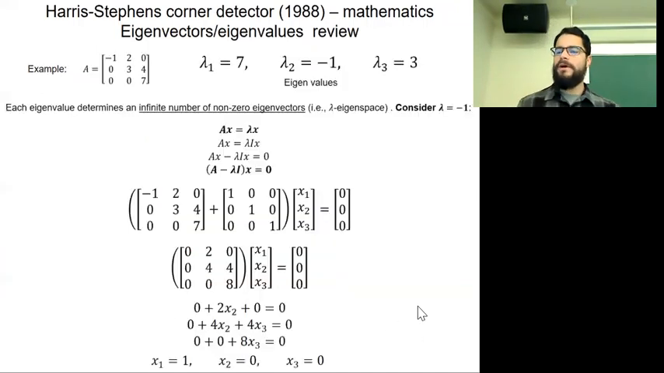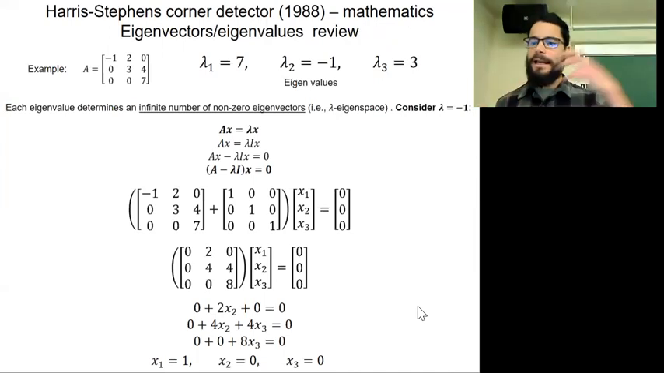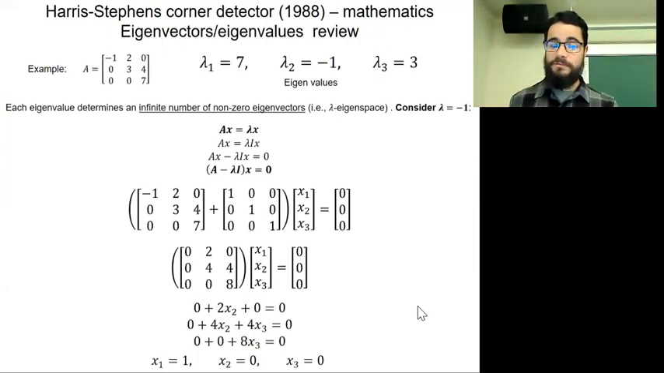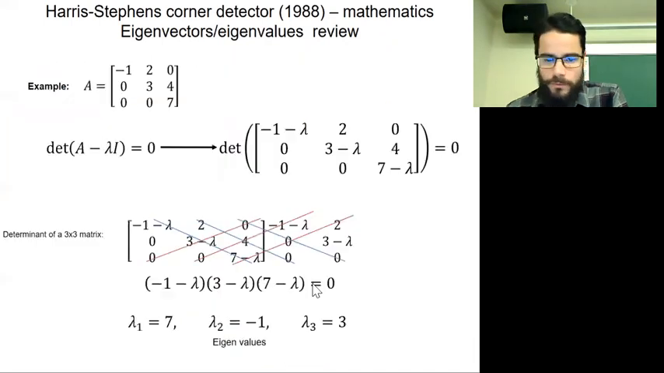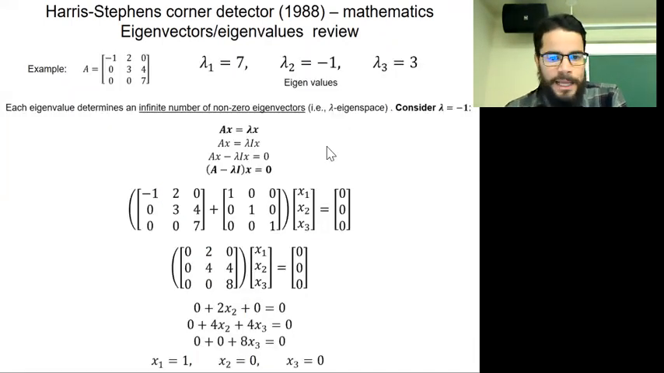So pick one eigenvalue, and as I said, there's going to be an eigenvector corresponding to it. In fact, an infinite amount of eigenvectors corresponding to it. Each eigenvalue determines an infinite number of non-zero eigenvectors. Okay, so for our discussion, let's consider the eigenvalue -1, which we just calculated here, okay?